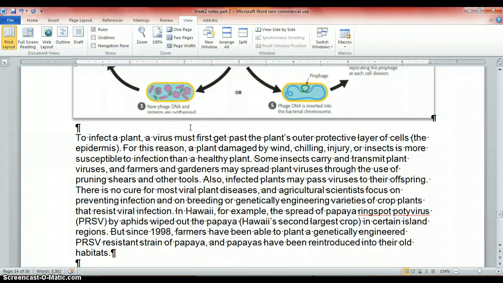To infect a plant, a virus must first get past the plant's outer protective layer of cells. For this reason, a plant damaged by wind, chilling, injury, or insects is more susceptible to an infection than a healthy plant. Makes sense.